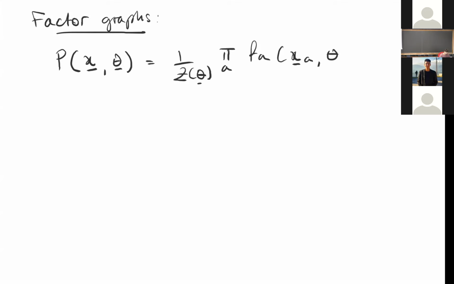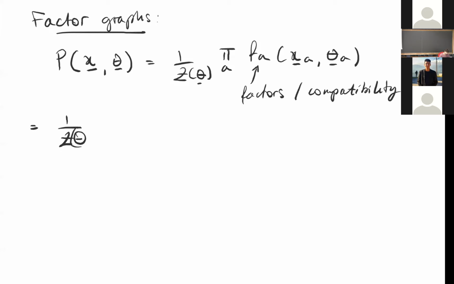So this X_A is a subset of the variables. Generally, it is a few of them. And so the probability measure can be written as a product over these factors. We also call them compatibility functions. And then we did something very basic. We rewrote that in a Gibbs-Boltzmann form.